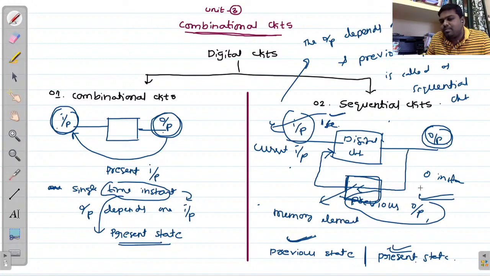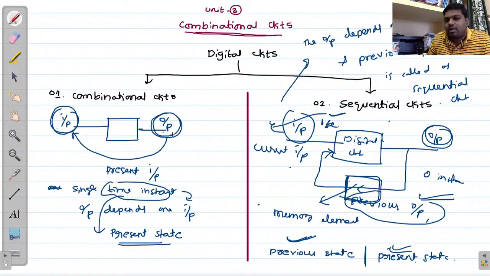I just have to store this previous output in this memory block up to the first second. Once I get the required time instant, I just have to provide the input to this digital circuit. But until that time, I have to store this data in this memory element. That means sequential circuits will require memory elements to store the previous output, the previous data. So that is the difference between combinational and sequential.